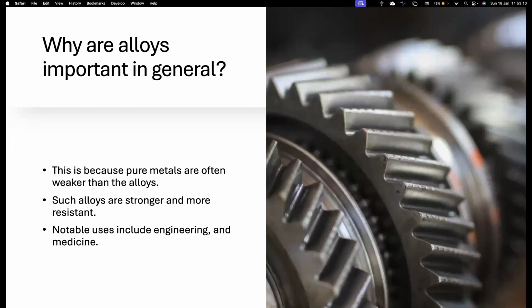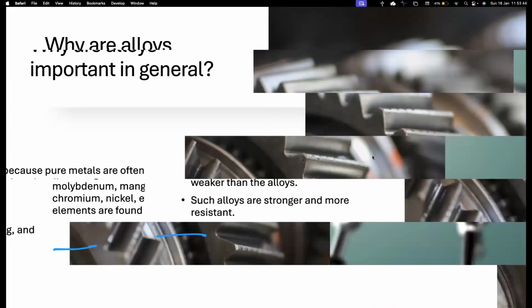Notable uses include engineering and medicine. In engineering, alloys can be used to build vehicles, bridges, and buildings that must withstand large forces. In medicine, we can use them for surgical instruments and implants in the dental industry. Why? Because they are strong, durable, and resistant to corrosion. Overall, alloys allow materials to be tailored for specific purposes. So let's move on to our first alloy.